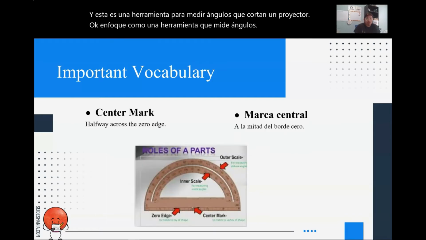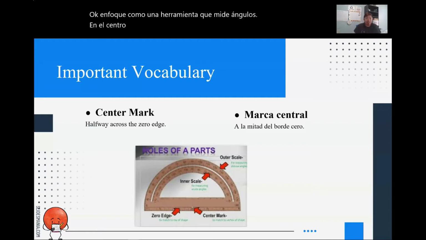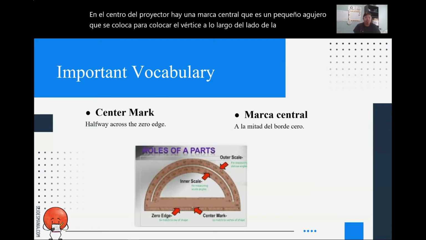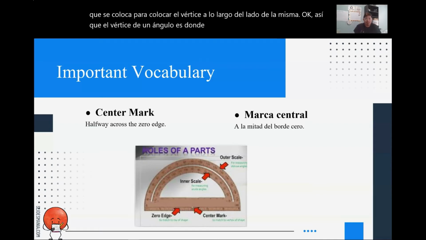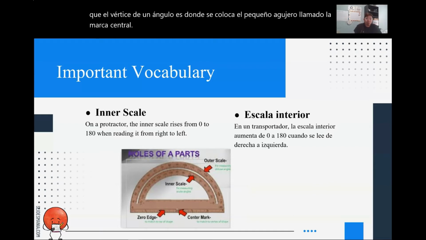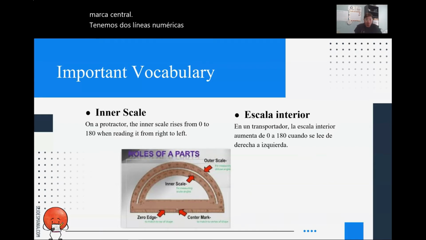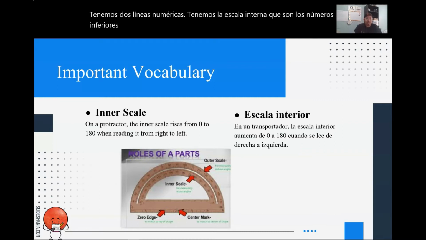In the center of the protractor is a center mark, which is a little hole that you use to place the vertex alongside of it. Okay, so the vertex of an angle is where you put the little hole called the center mark. We have two number lines. We have the inner scale, which is the bottom numbers. On a protractor, it raises from 0 to 180 when you're reading it from right to left.